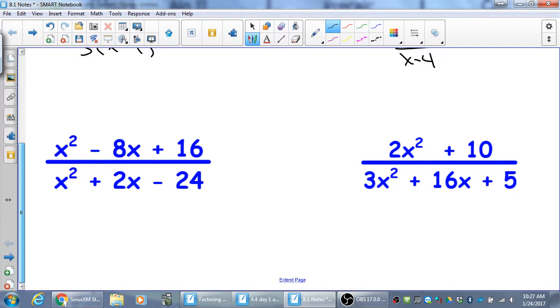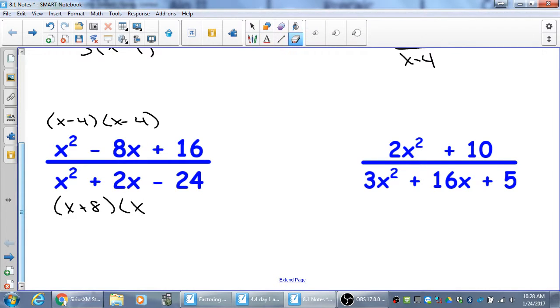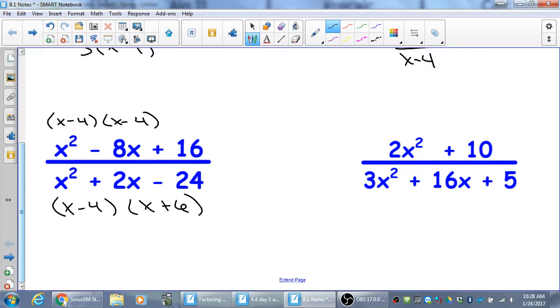Okay, so now we get into a little bit more involved factoring, but it's the same stuff. Factors of 16 that add to 8, x minus 4, x minus 4. There's factors of 16 that add to 8. And then we have x plus 8. Oh, no, wait, not 8. 6 and 4. Not 8, sorry. x minus 4, x plus 6.